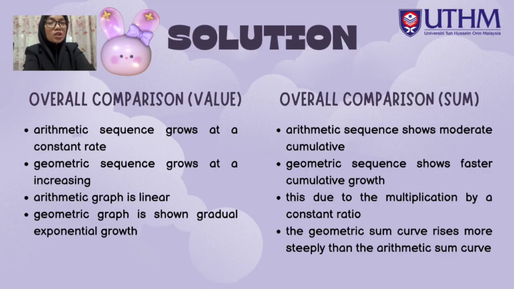However, the geometric sequence shows a faster cumulative growth due to the multiplication by a constant ratio. As a result, the sum curve of the geometric sequence rises more steeply than that of the arithmetic sequence. Overall, arithmetic sequences are suitable for steady growth, while the geometric sequence represents growth that accelerates over time.